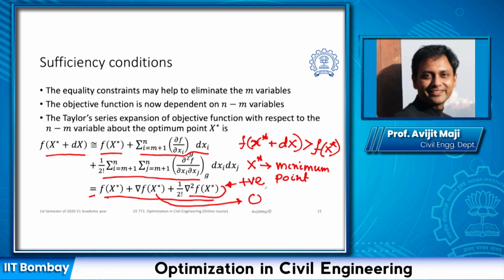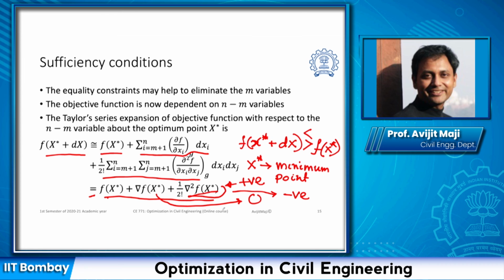On the contrary, if we find that instead of f(x star plus dx) being greater than f(x), this function is less, then this has to be negative, which is when we say that the second order derivative is negative definite and we have reached a maximum point. So we need to investigate the second order derivative, which is represented here.